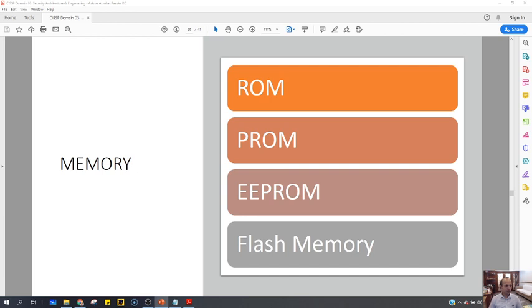Okay, right. And it is only allowed once. It means once it is burned, then finished. So you will find microcontrollers in the market which are PROM based, programmable read-only memory based. Then comes the EEPROM, which is electronically erasable PROM. It can be erased and rewritten via electronic voltage. Only full erase and write functions are available.